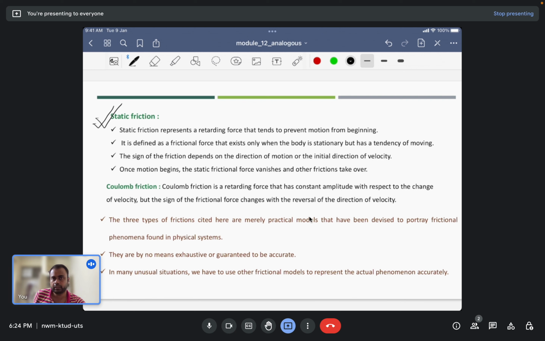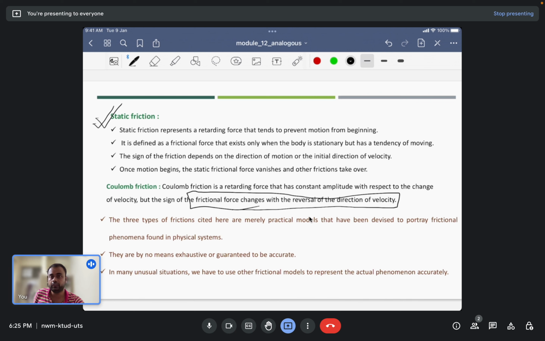So Coulomb friction is again a retarding force that has a constant amplitude with respect to change of velocity, but the sign of the frictional force changes with a reversal of direction of velocity. So again, this force acts always opposite to the direction of velocity. So the three types of friction cited here are merely practical. So all these forces are a practical model.